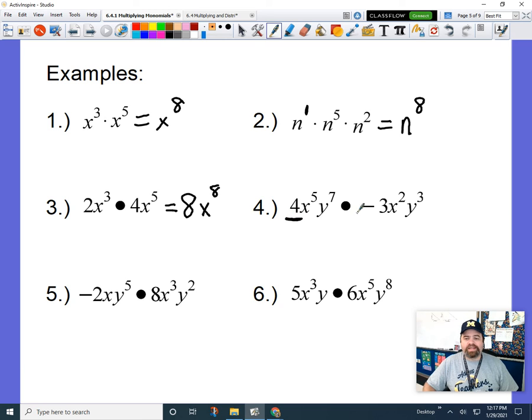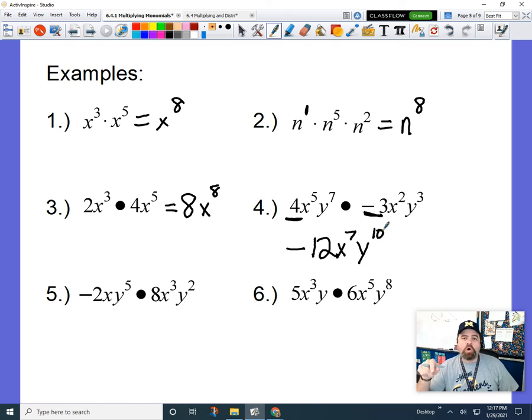Pay attention to your integers. A positive times a negative is going to give us a negative 12, but there's more than one variable here. Basically, do your variables one at a time. An x to the 5th and an x to the 2nd is going to give you an x to the 7th, and then the y's will give you a y to the 10th power.